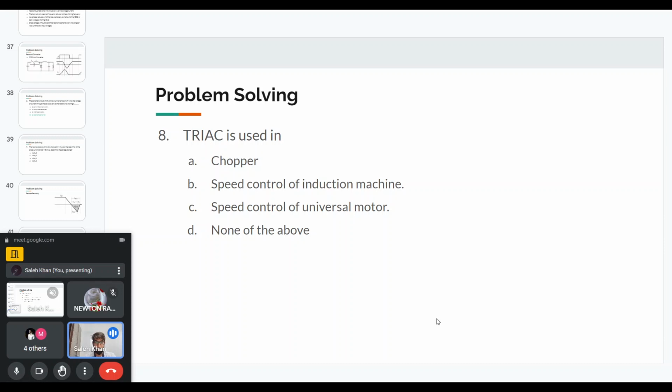So the eighth problem is a triac is used in which of these applications? A chopper, speed control of induction machine, speed control of a universal motor, or none of the above. So can anybody guess the answer to this question?